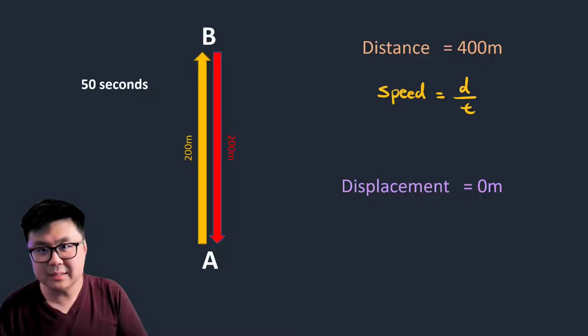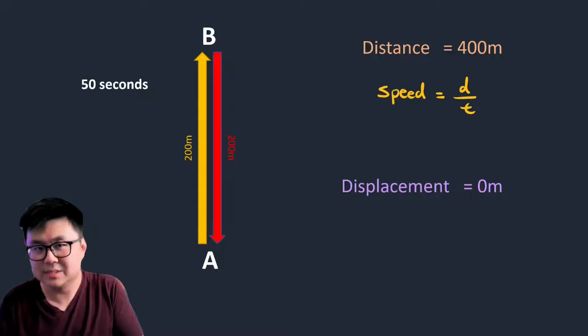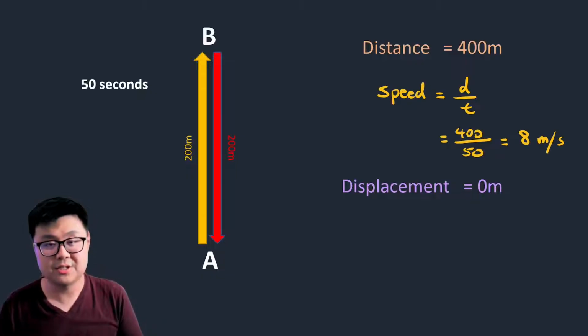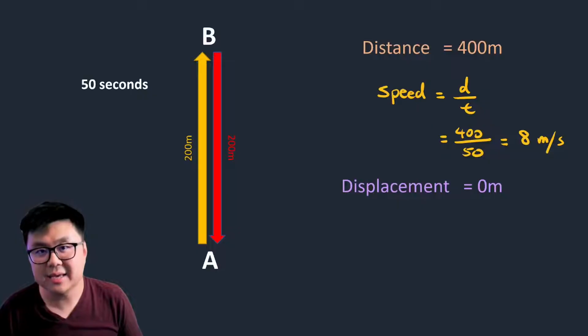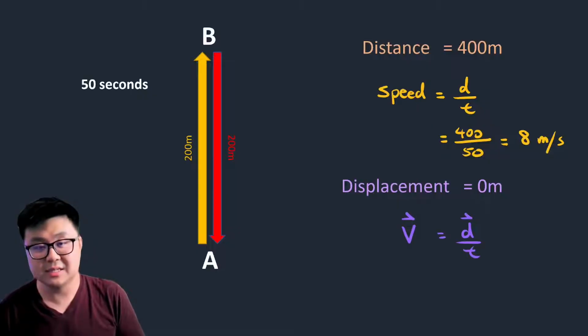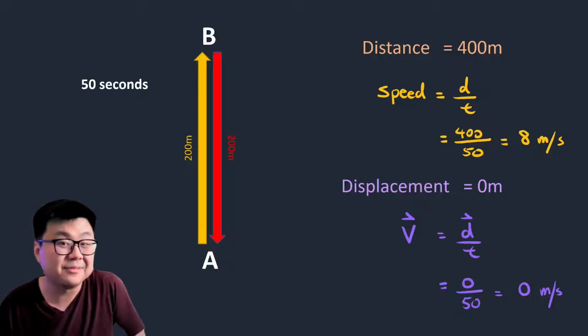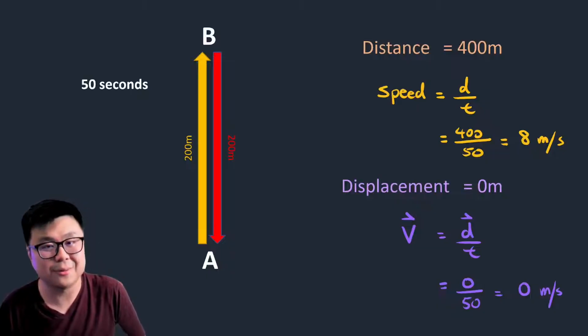Well, we know that speed is equal to d over t, or the distance over time. We know the distance is 400 meters, the time is 50 seconds, so we crunch that in and we get 8 meters per second as our speed. For our velocity, we know velocity is equal to the displacement over time, but since our displacement is 0 meters, 0 over 50 is still going to be 0, so our velocity here is actually 0 meters per second.